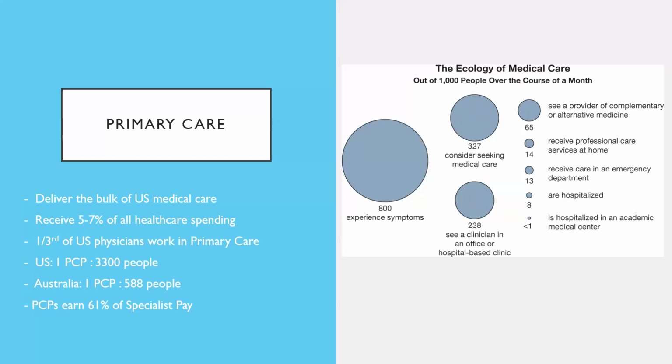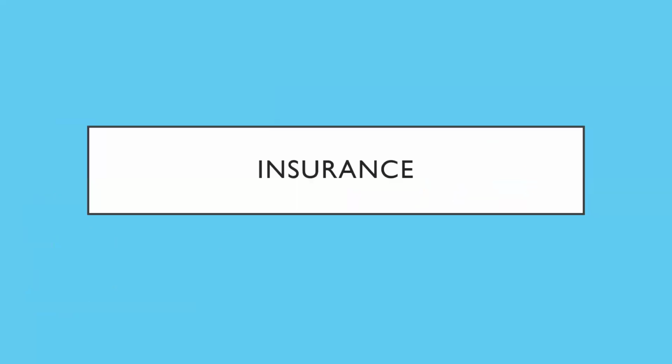1/3 of physicians in the US are in primary care, which is much lower compared to other developed countries. And you can see these ratios. In the US, we have 1 primary care doctor for every 3,300 people. And in Australia, it's 1 to 588. So we could certainly do better by increasing our primary care services. Next, I'll talk a little bit about insurance.